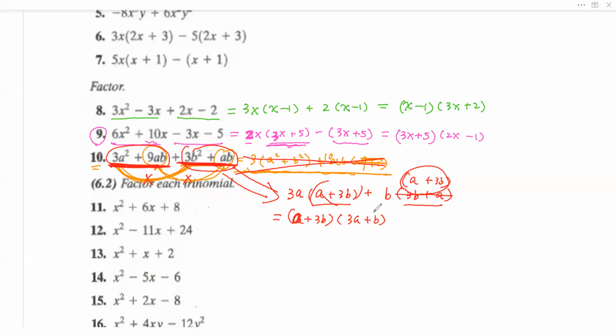Sounds good? Is your answer the same as mine? All right, so 6.2, this section, I will ask each person to help me get your answers put on. Put the answer here.